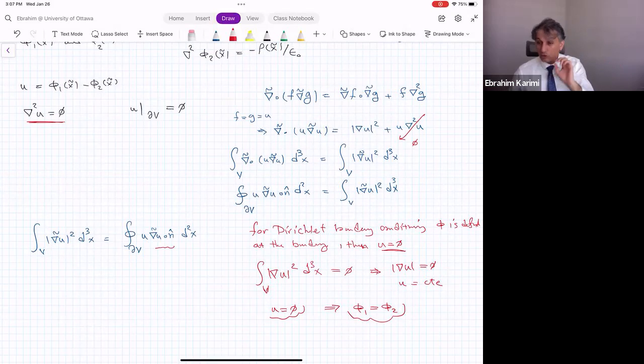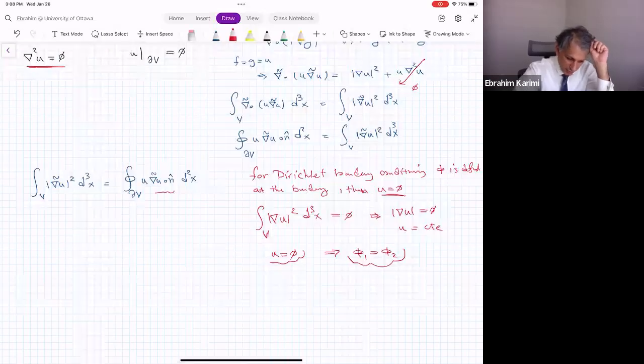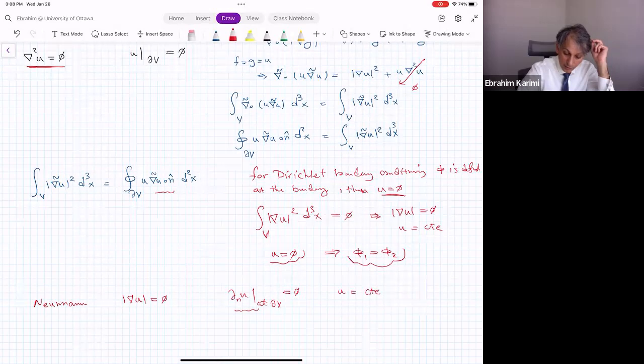Okay? The only difference is that you have a constant function. Again, from the same relationship, for Neumann boundary condition, you will get again gradient of u equal to 0. But what we know is that the directional derivative of u at the boundary is equal to 0. So what does it mean? That from these two relationships, you will get u is equal to a constant, okay, because the derivative at the boundary is equal to 0.